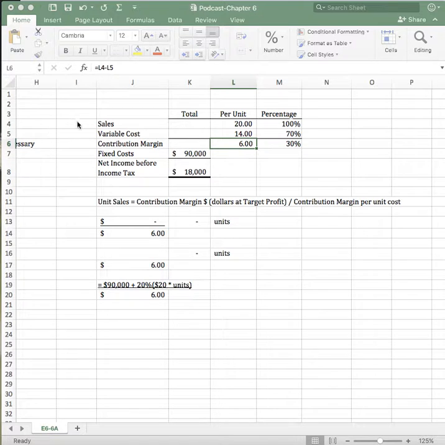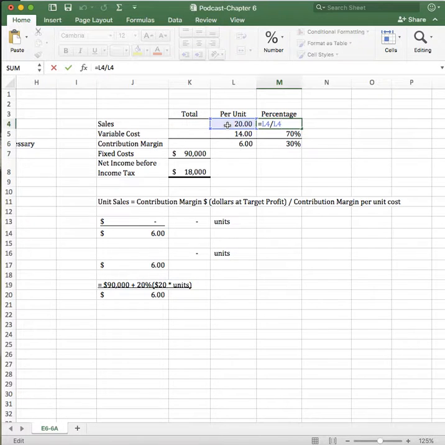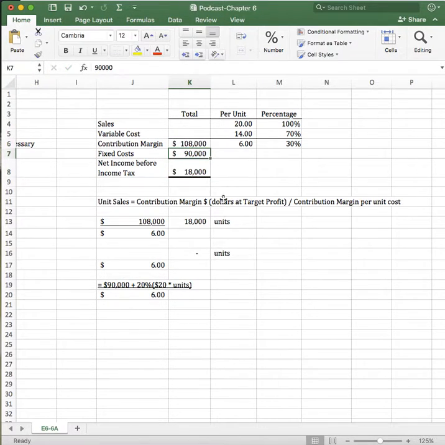So I've set up the contribution margin income statement: sales, variable costs, contribution margin, fixed costs, net income before income tax. I have the per unit, 20 less 14 is 6, and we can calculate a percentage by setting the sales to 100%. You do that by taking 20 divided by 20. You calculate the variable percentage by taking 14 divided by 20, and then you can just do a subtraction. So here we go. If we set net income to 18,000 and fixed costs are 90,000, we can add fixed cost plus net income and we come up with $108,000. Divide that by 6, the contribution margin, and the answer is 18,000 units.